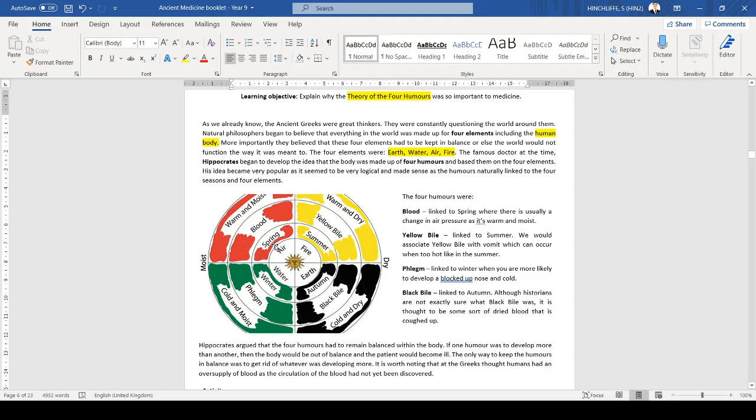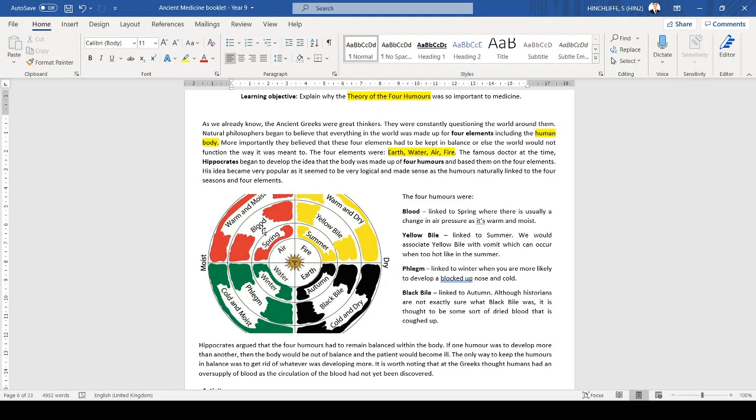First of all, we'll go here: air and blood. So blood is one of the humours. Obviously we know that our body has blood, and the Greeks knew that. If you cut your arm, blood will come out. So they realised that blood was inside the body, and this is one of the humours that they had.